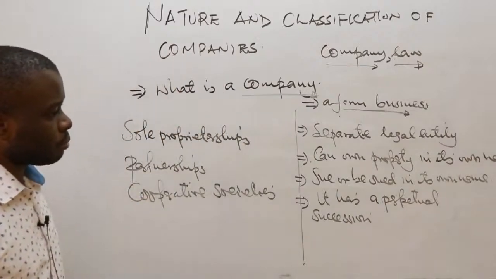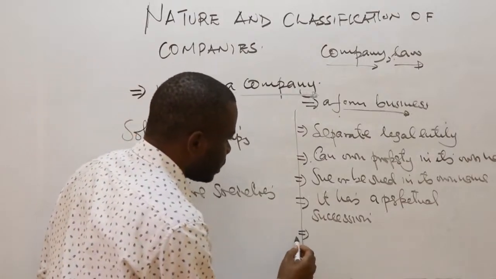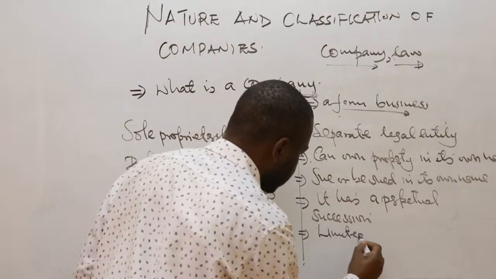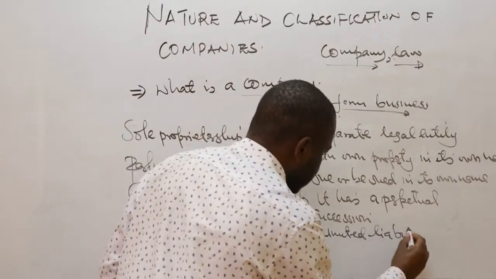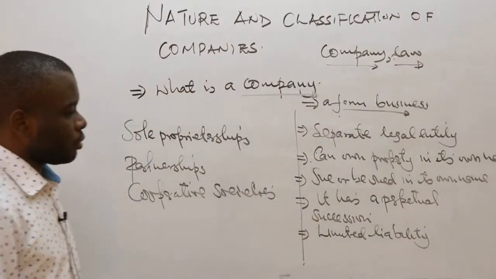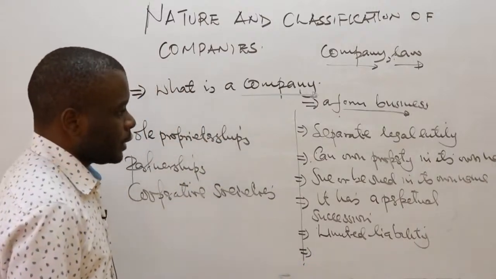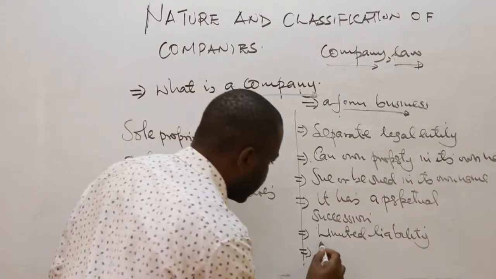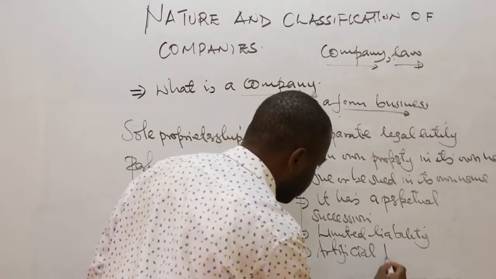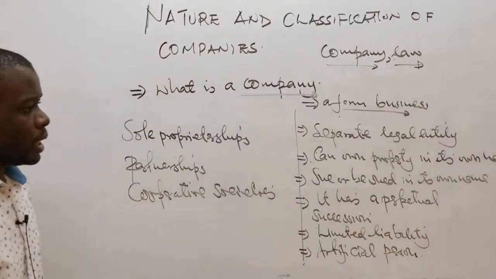That one will be able to explain what we mean by that. We can also talk about a company having what is known as limited liability. We can also talk about a company being seen as an artificial person.